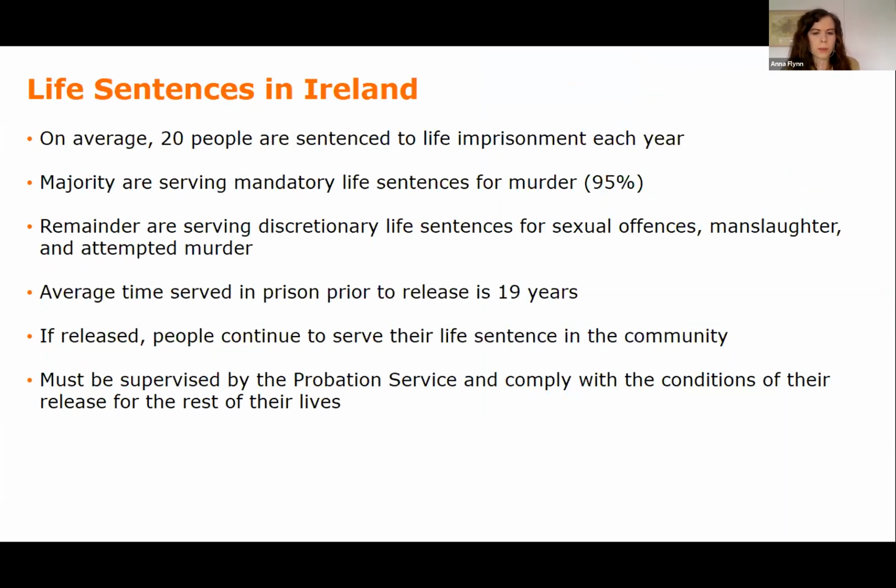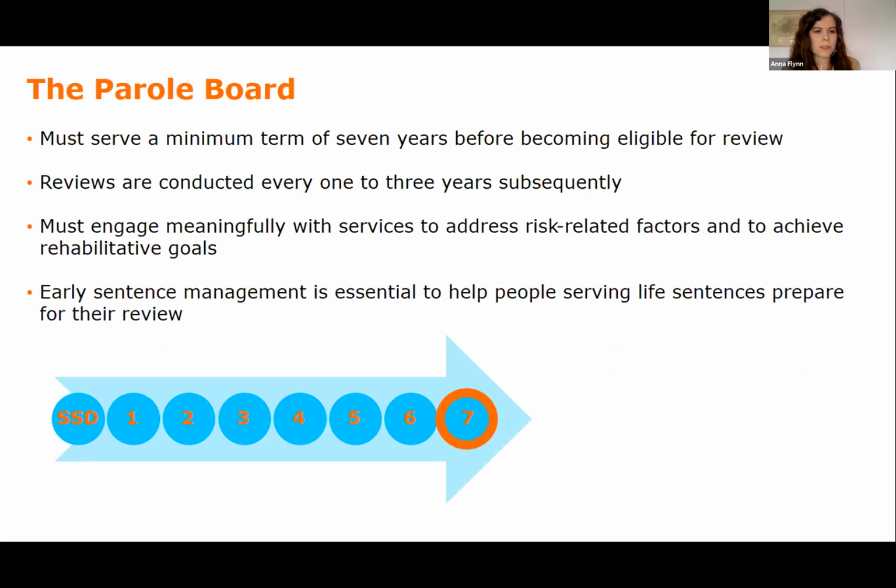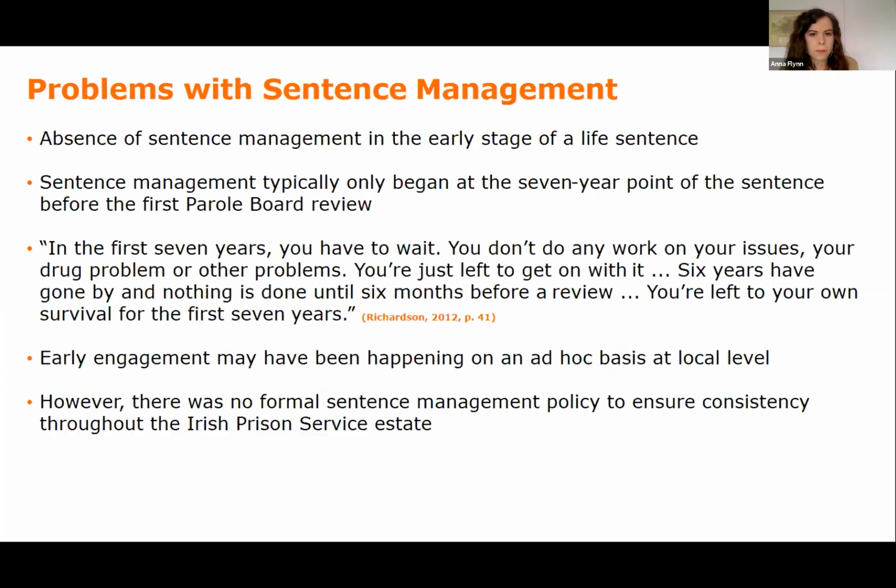They must be supervised by the probation service and comply with the conditions of their release for the rest of their lives. People serving life sentences must serve a minimum term of 7 years before becoming eligible for review. Reviews are conducted every 1 to 3 years subsequently. People serving life sentences must engage meaningfully with services to address risk-related factors and to achieve rehabilitative goals. Therefore, early sentence management is essential to help people serving life sentences prepare for the review.